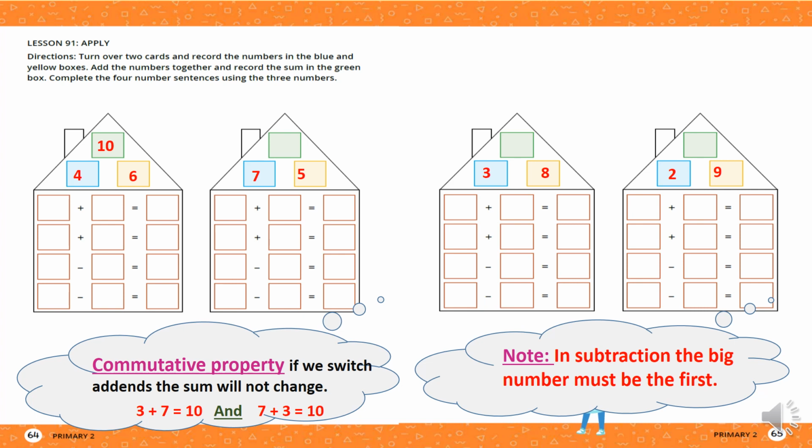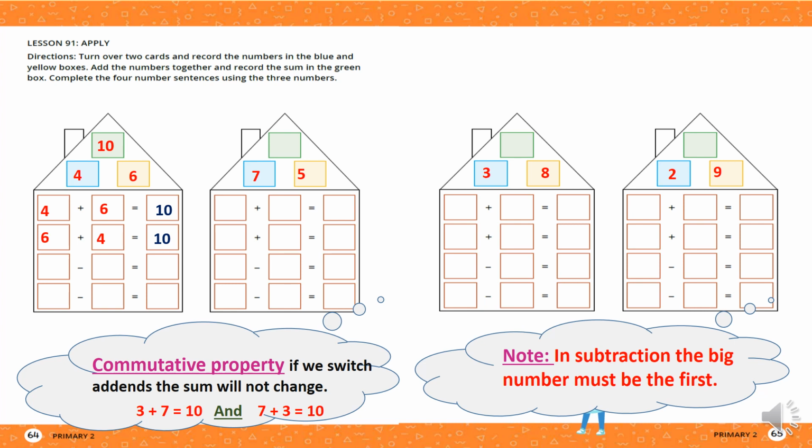Now let's complete the fact family equations. The first addition equation will be what plus what? We will pick the smallest 2 numbers, which are 4 and 6. 4 plus 6 equals what? Equals 10, the third number or the biggest number. Here we can switch addends and the sum will not change. 4 plus 6 equals 6 plus 4. 6 plus 4 equals what? Equals 10 also.